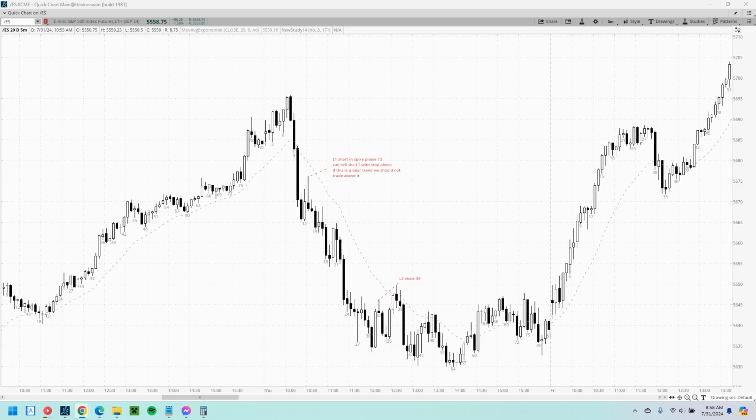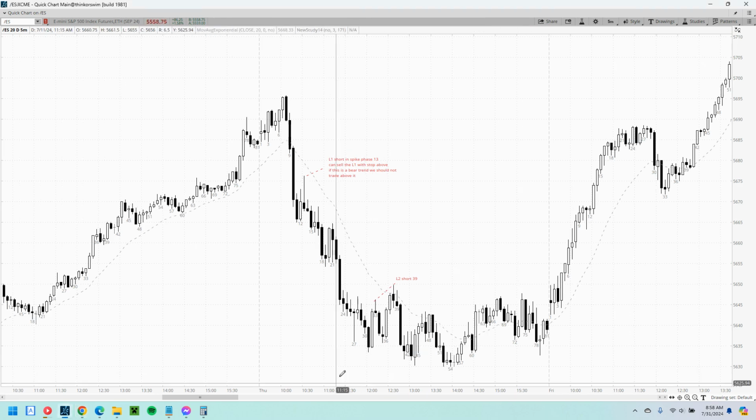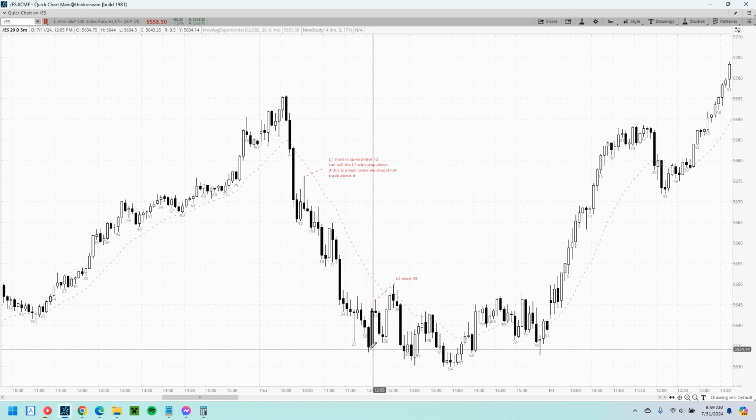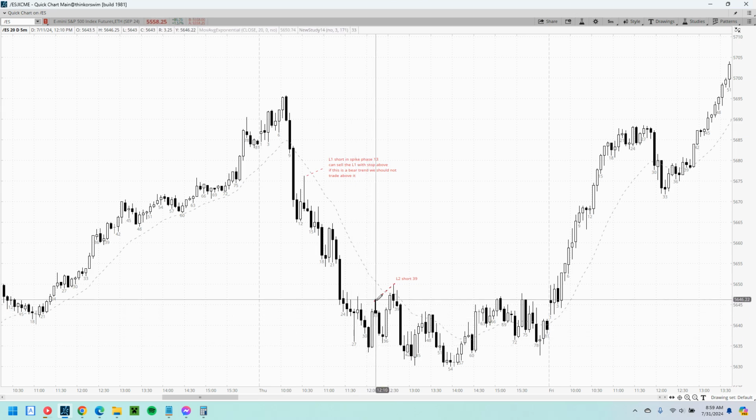A low two is when the low one fails and you get a second reversal down. So here, bar 33 is the low one short. Why is it the low one short? Because we got a breakout below to a new low of the day. So we got a breakout below bar 27, and 30, 31 closes below 27. So clear breakout here. And then we get the pullback and a low one short on bar 33.